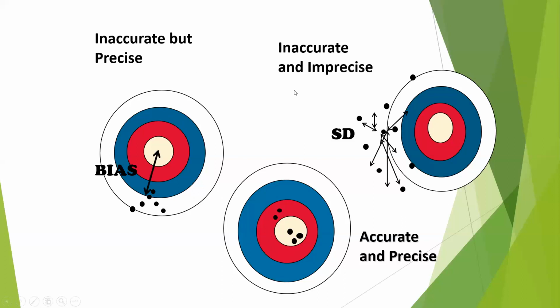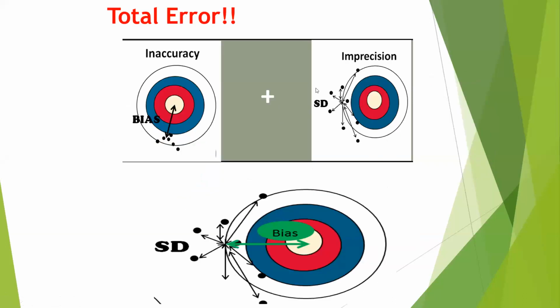So there is a bias here. Both accurate and precise here, and here there is inaccurate and imprecise both. So imprecision is usually expressed in terms of standard deviation or coefficient of variation. Inaccuracy or accuracy is expressed in terms of bias, and here at the bottom we have a better one, which is both accurate and precise. Total error is a combination of inaccuracy expressed by bias and imprecision expressed by SD.